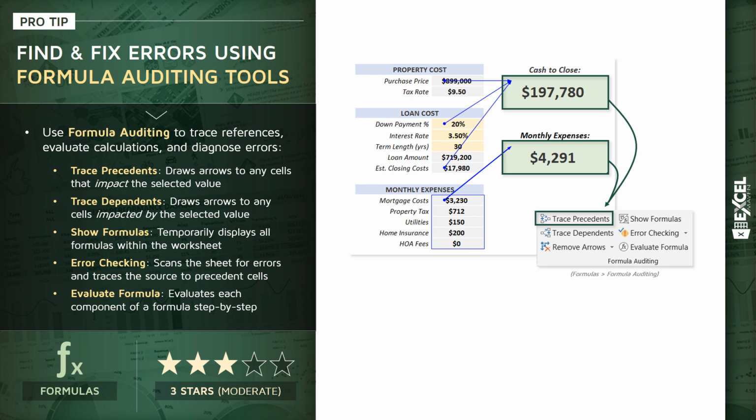We also have a number of other tools we're going to talk about. Show Formulas is simply going to temporarily display any worksheet formulas as text, and then Error Checking is going to scan the sheet for errors and help us trace the source back to any precedent cells. And finally, my personal favorite, the Evaluate Formula tool, that's going to allow us to actually evaluate every single individual component of a function or formula step by step. And that's great for pinpointing where a formula might be breaking, especially if you have a very complex formula or a number of nested functions.